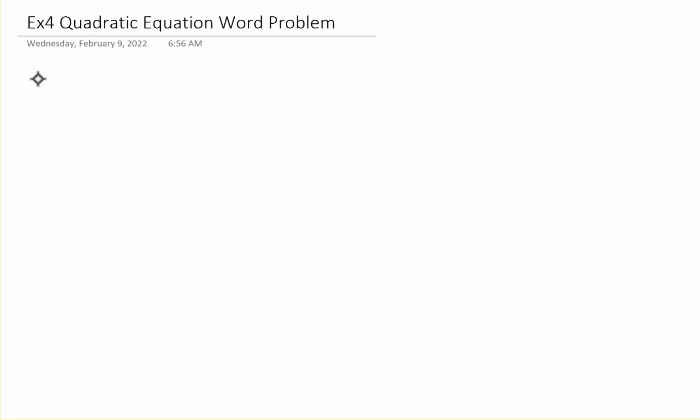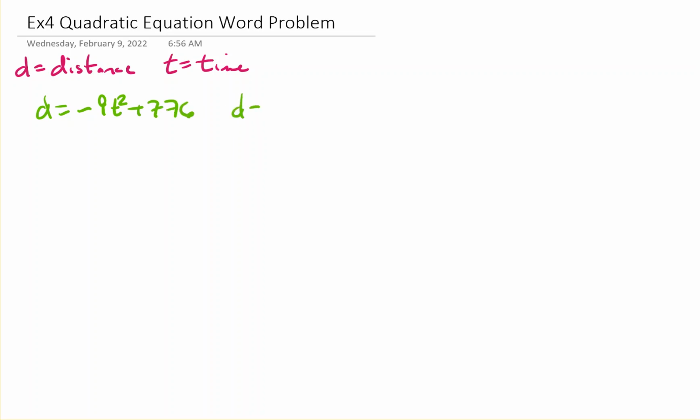So after reading it, you notice it talks about distance. So let's start with distance. D equals distance. T equals time. And we've been given an equation: D equals negative 9t squared plus 776. But we're also given D is equal to 200 miles.